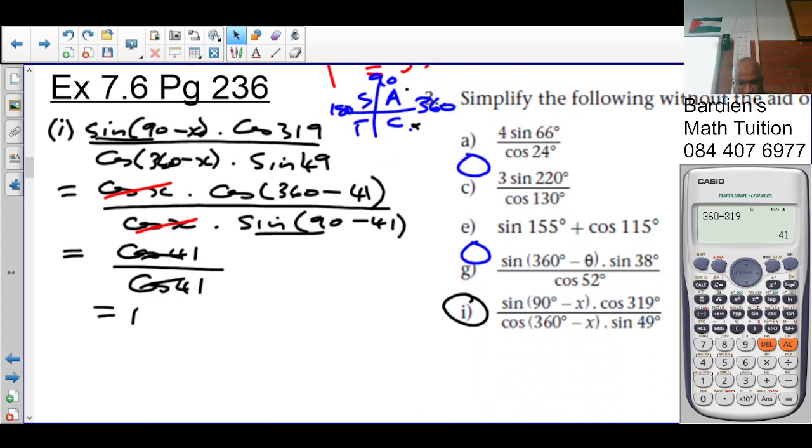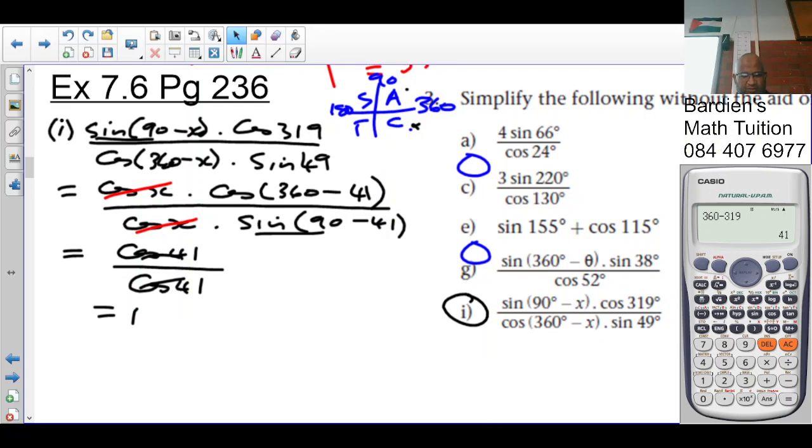So let's do this quickly. The ratios of special angles in the interval 0 to 360. That's our next heading there.